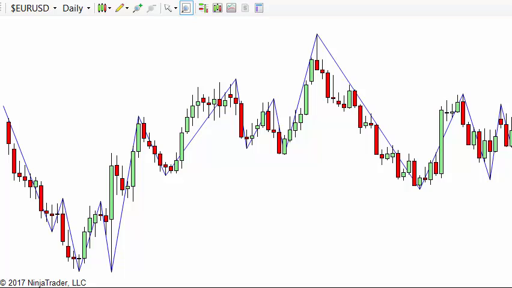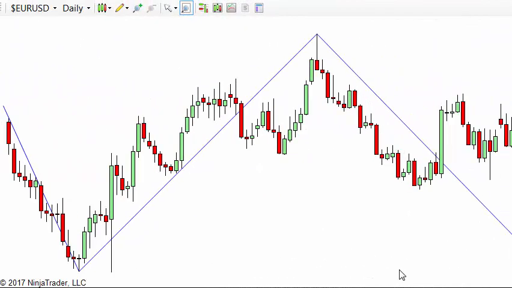So that's why I don't use it. That's why I use the bigger number. Okay, let's go back to the bigger number. So what's the practical use of this? How I use it is more for support resistance.